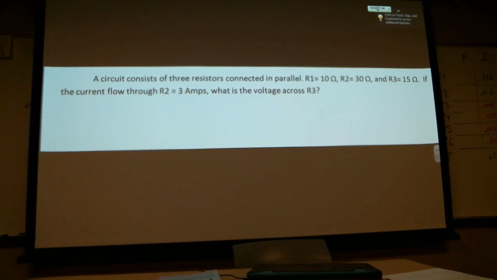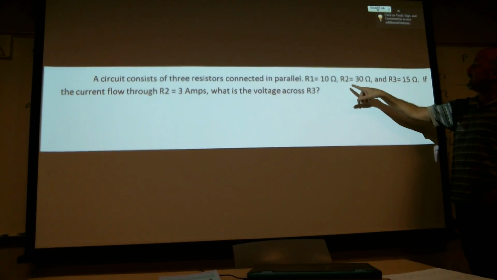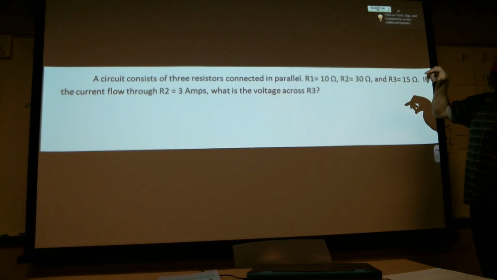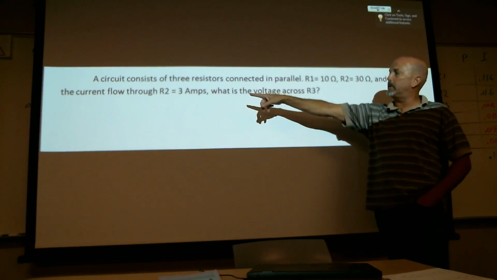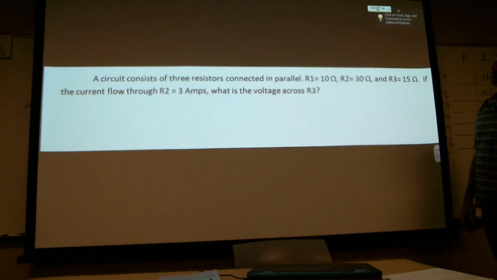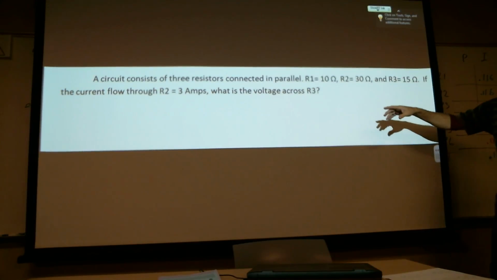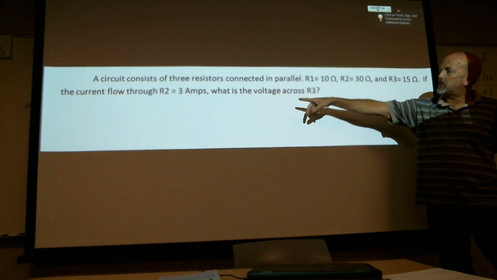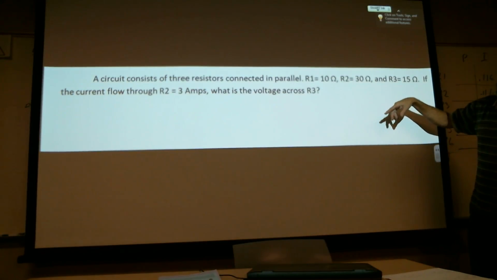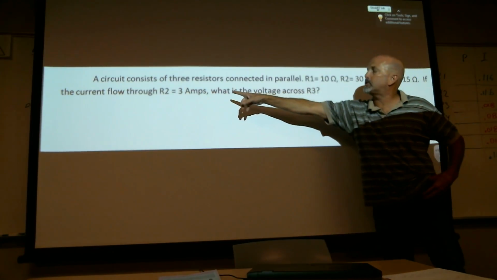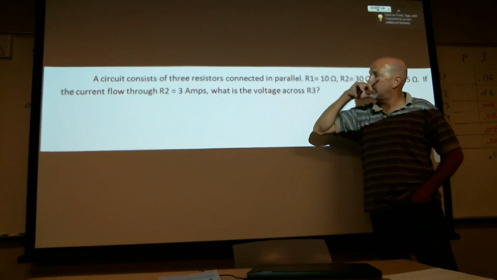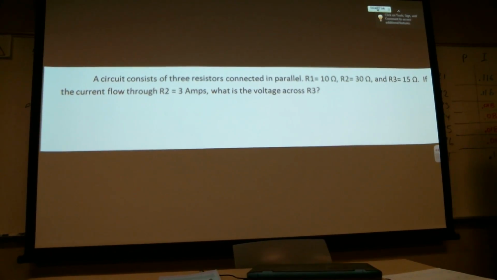Okay, a circuit consists of 3 resistors connected in parallel: a 10, a 30, and a 15. If the current flow through R2 is 3 amps, what's the voltage across R3? So they're giving you R2's current, 3 amps. So you get the voltage, and then the voltage is the same. And it's parallel, so they all see the same voltage.